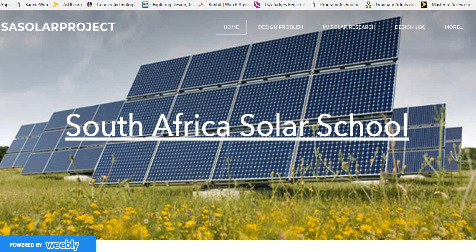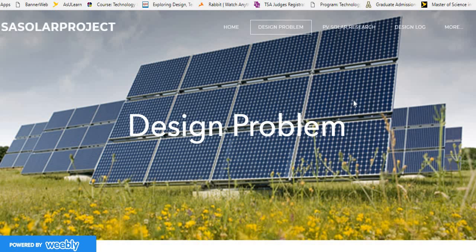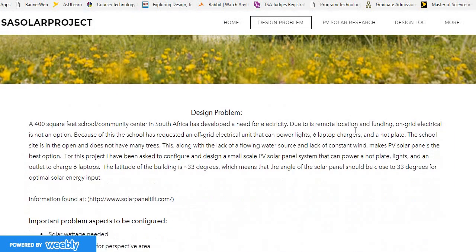For my project, I decided to focus on a school in South Africa and try to get them solar electricity. First, I started off by designing a problem.